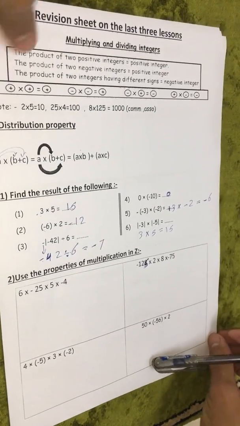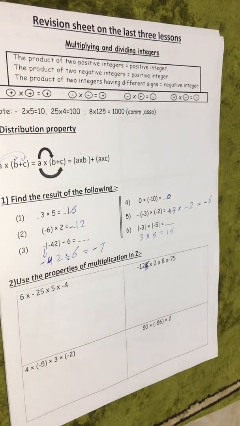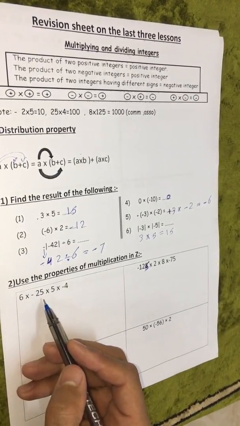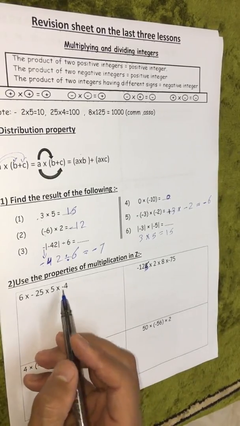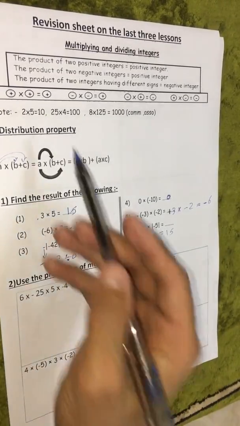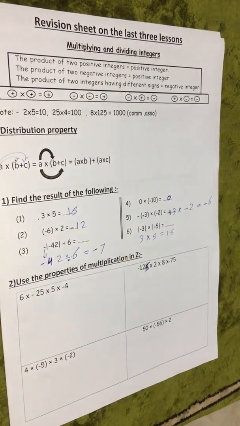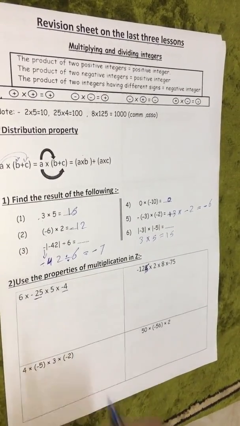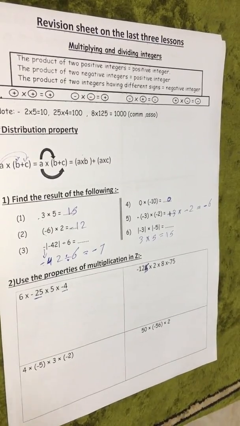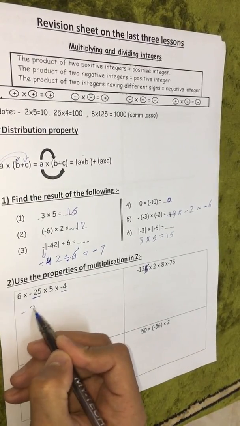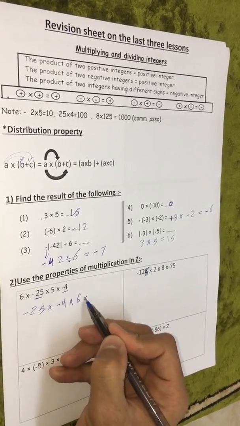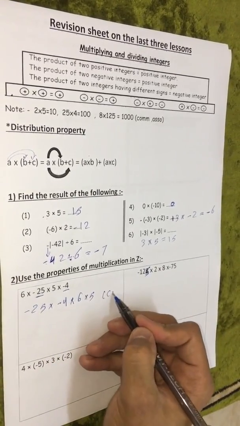The next question, in which we use the commutative and associative properties of multiplication. The first question gives me 6 by negative 25 by 5 by negative 4. Yes, we said before you must look for the following numbers. Yes, we have negative 25 and negative 4. You can use the commutative property to put them beside each other: negative 25 by negative 4 by 6 by 5. This is the commutative property.